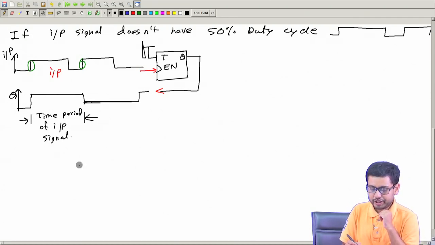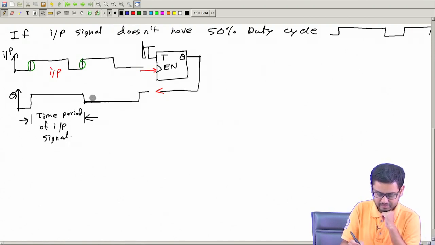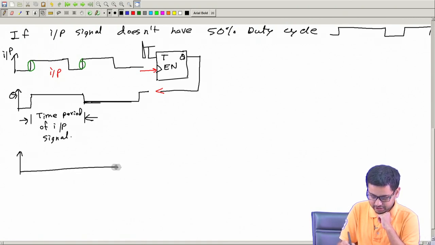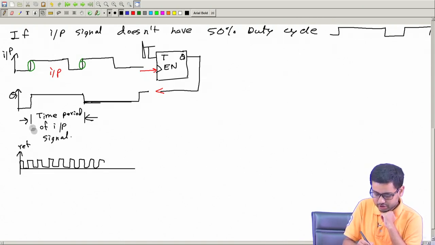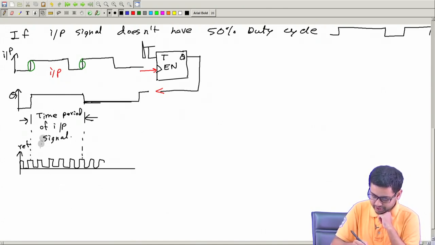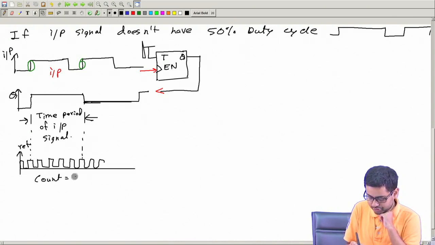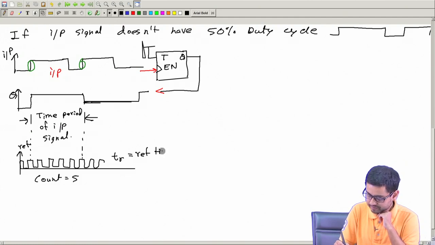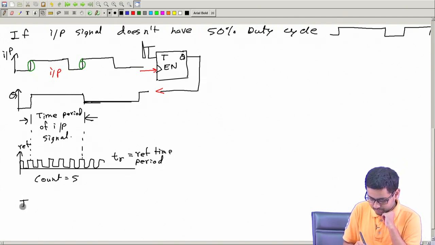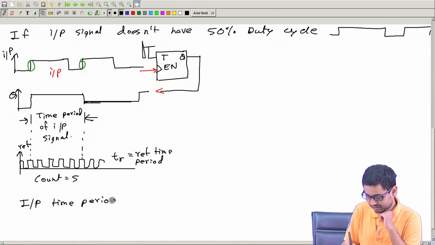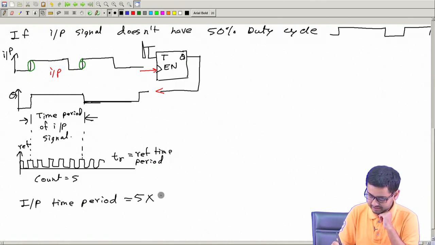Okay. So therefore, if I use this Q and measure the number of reference cycles, okay. So if this is my reference signal, which should be of much higher frequency. So now you count the number of reference signals within this time. Okay. So how many do we have? 1, 2, 3, 4, 5. So count is equal to 5. Okay. And if this time period is TR, this is reference time period, then input time period is how much? Same as this, which is same as 5 counts of the reference signal. So 5 times TR. Okay.